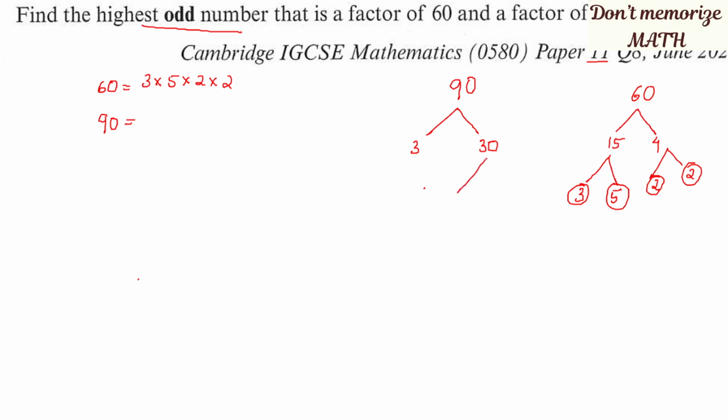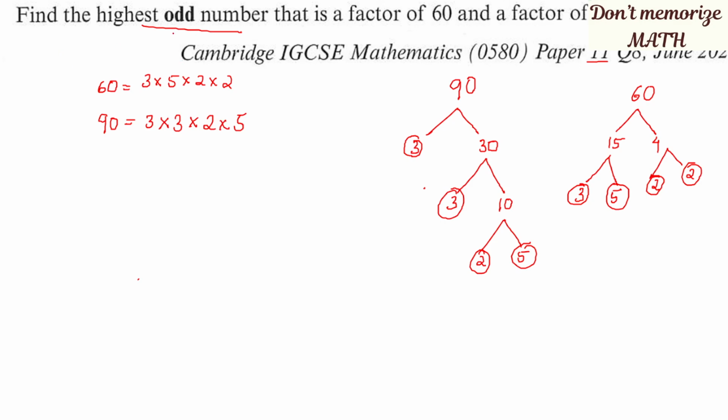How can we split 30? 30 you can split as 3 times 10. Again 3 is a prime number, but 10 is a composite number, so you can split 10 as 2 times 5. So we will write 90 as 3 times 3 times 2 times 5.